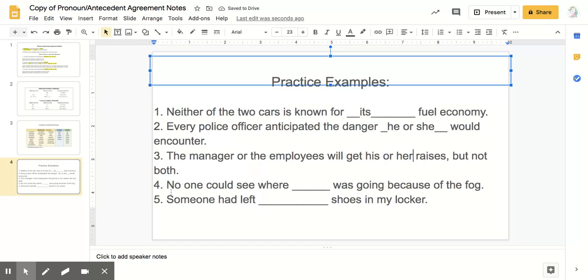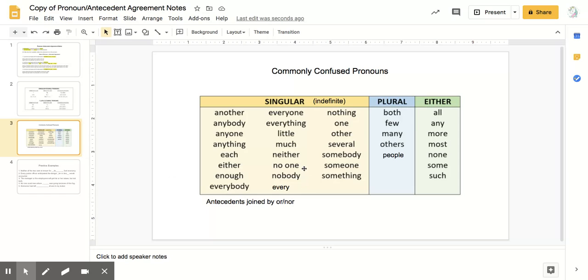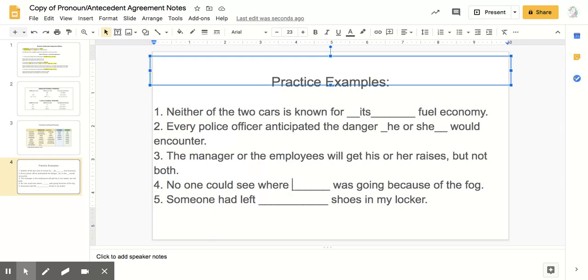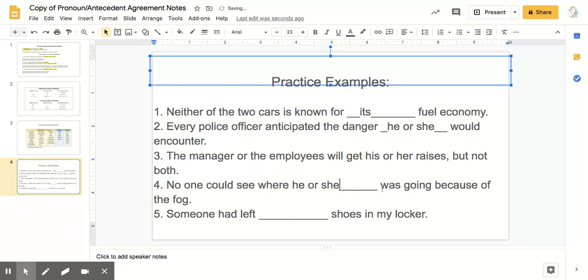Number 4, no one could see where blank was going because of the fog. No one is what we're talking about right here. We need to rename no one, so we need a pronoun that matches this antecedent. Is this singular or is it plural? Let's look on slide 3 and see if no one is over here. Here's no one. It is singular, so I need a singular pronoun right here. I'm going to say he or she because we don't know the gender again. No one could see where he or she was going.